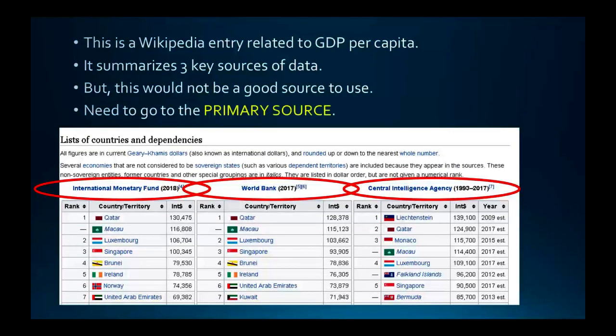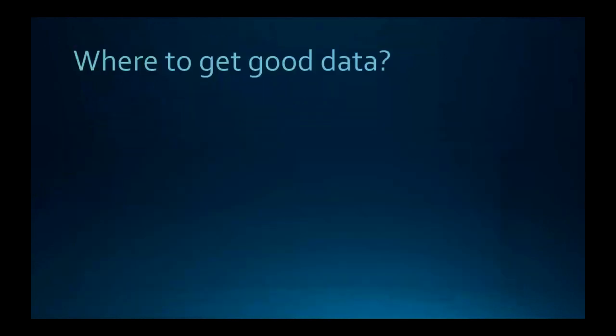And you see they're not always the same. If you look on the left, you've got Qatar number 1, and then you've got Qatar number 1 for the World Bank, but the CIA has Qatar number 2. All right. Nevertheless, my point is that while the Wikipedia site might give you accurate information, we really need to go to those primary sources.